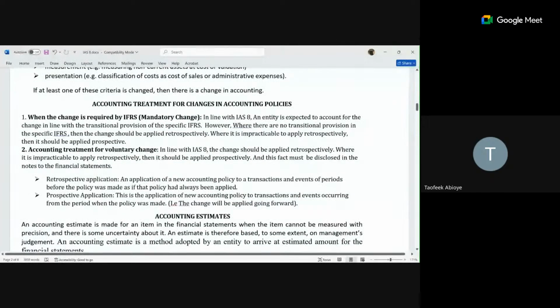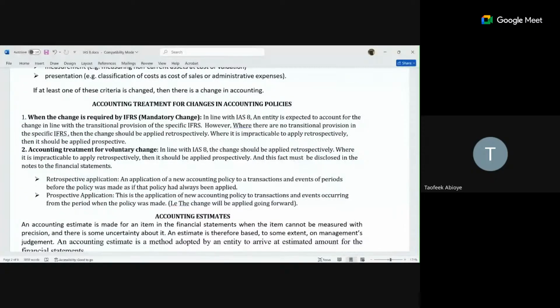Accounting treatment for changes in accounting policy. When a change is required by an IFRS, in line with IAS 8, an entity is expected to account for the change in line with the transitional provisions of the specific IFRS. However, when there are no transitional provisions in the specific IFRS, then the change should be applied retrospectively. When it is impracticable to apply retrospectively, then it should be applied prospectively.